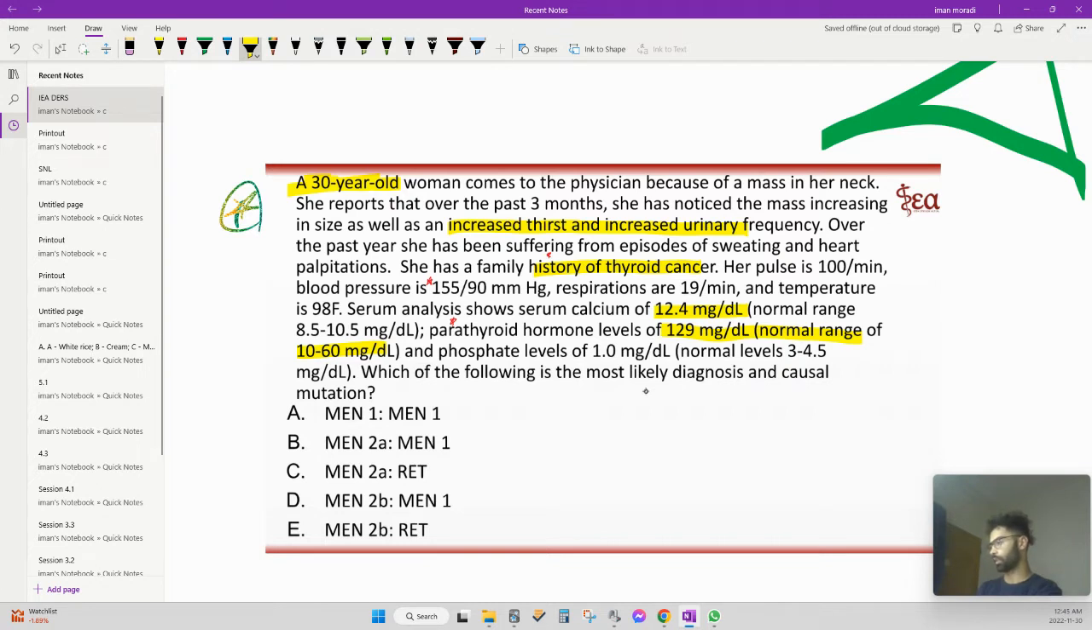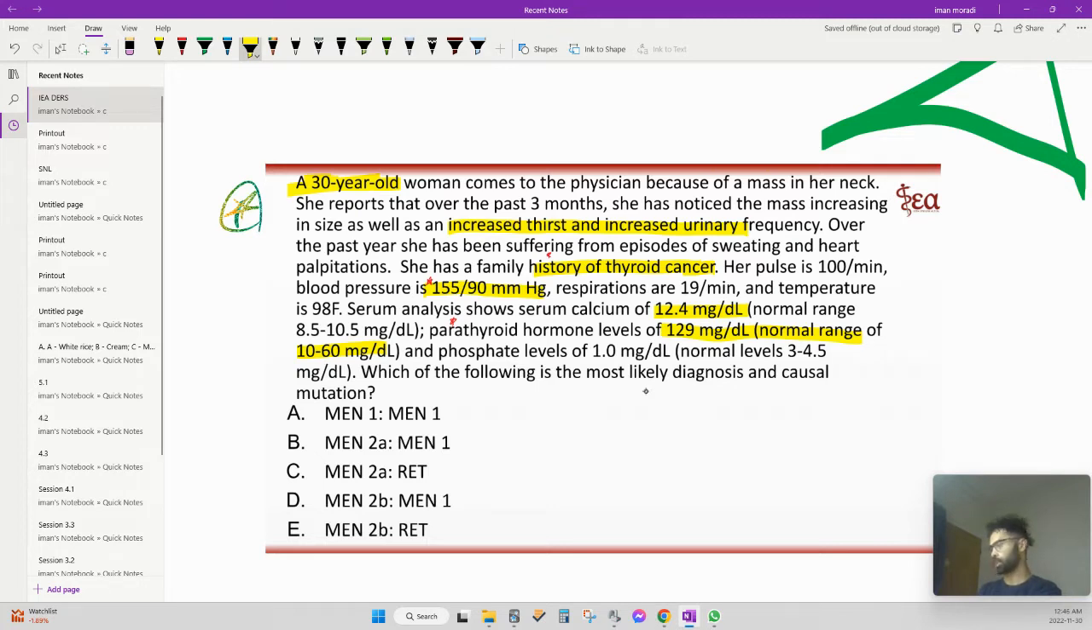Okay, family history of thyroid cancer. Okay, family history of thyroid cancer. That by itself makes me think of something like MEN, multiple endocrine neoplasia syndromes. Pulse is high, blood pressure is high. Okay, so thyroid cancer, blood pressure is high. High blood pressure makes me think of pheochromocytoma.